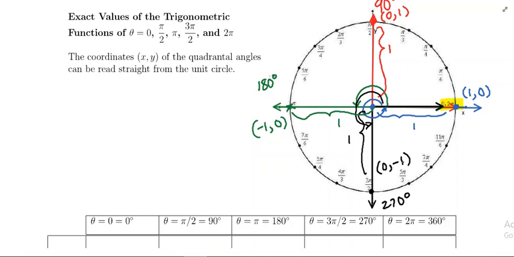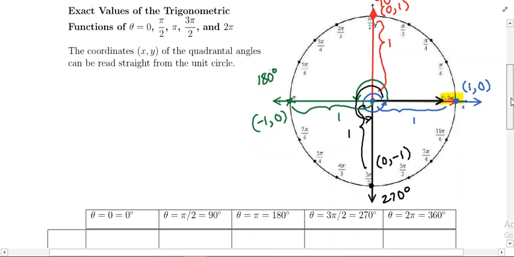So these quadrantal angles have really simple x-y pairs to read off the unit circle, because all you have to remember is that the unit circle has a radius of 1. Make sure you watch your signs. All right, so those are the coordinates.